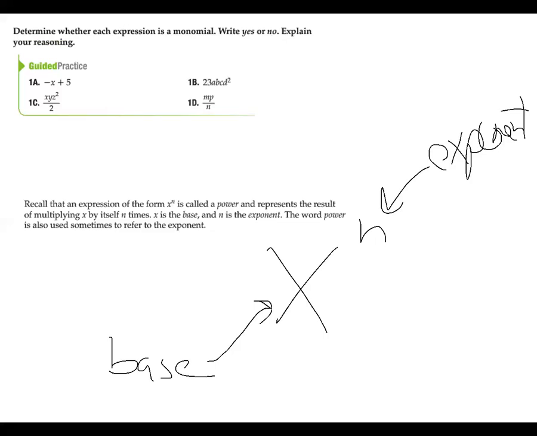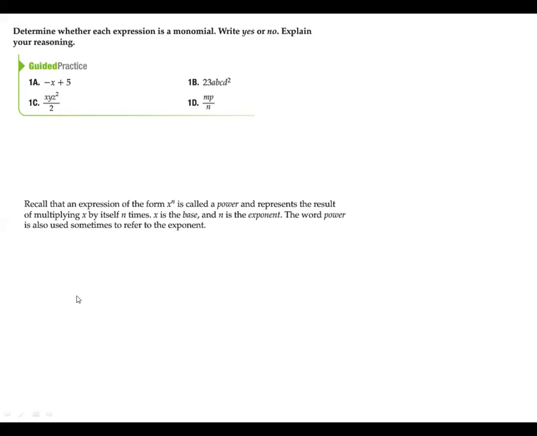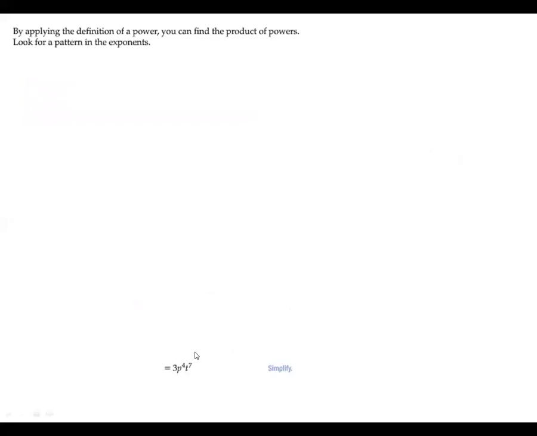Okay? So the word power is also used sometimes to refer to the exponent. So let's look at this a little bit more. If you have 3 to the 4th power, the base is 3, the exponent or the power is 4, that means multiply 4 factors of the base together. 3 times 3 times 3 times 3, which would be 81.